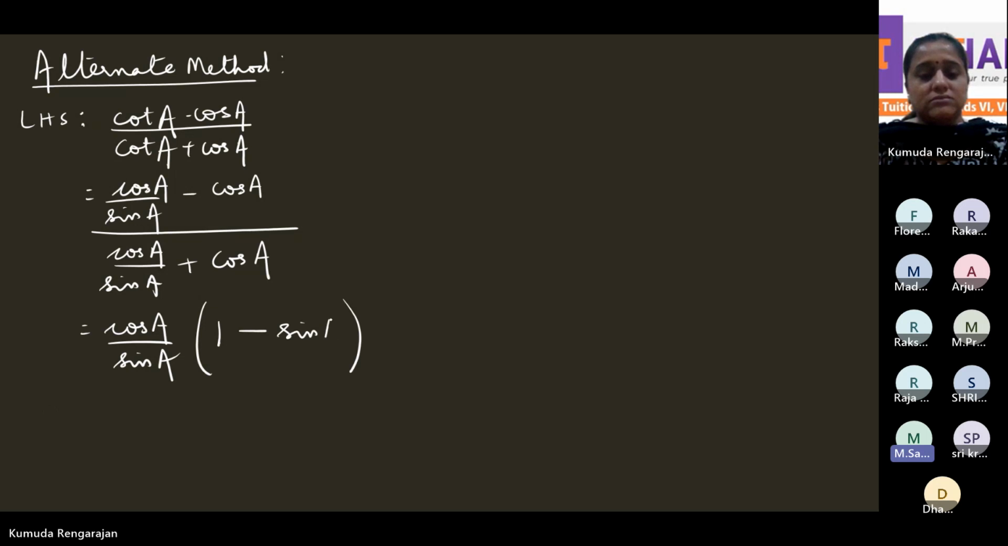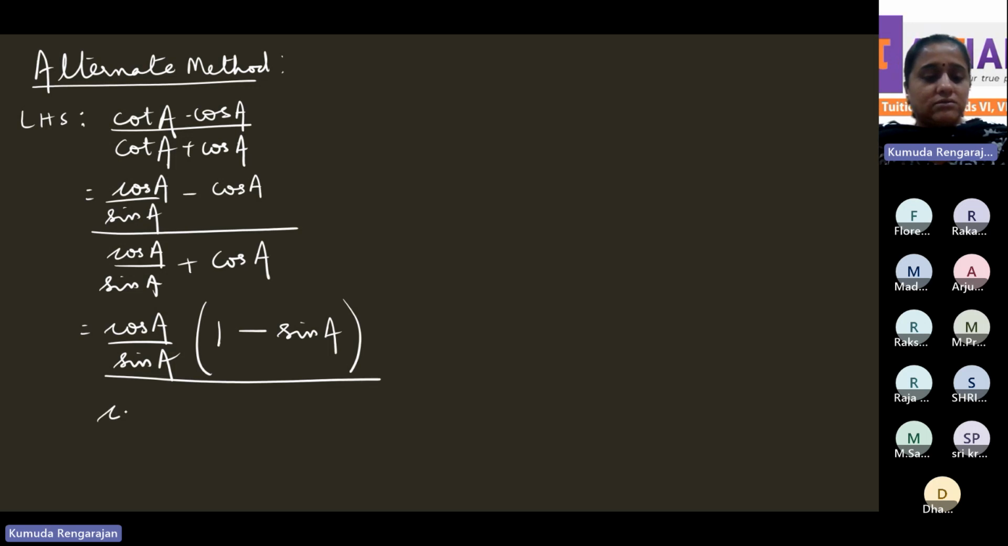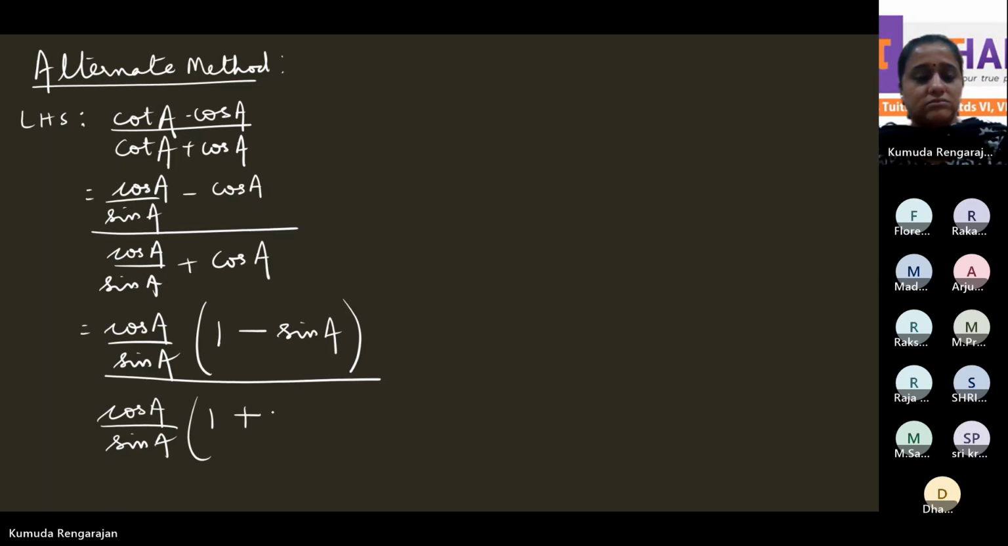Cos A, ma'am. This is what you meant, right, Shashank? Shashank? It's cos A, right? Okay, okay, ma'am. Now I understand.